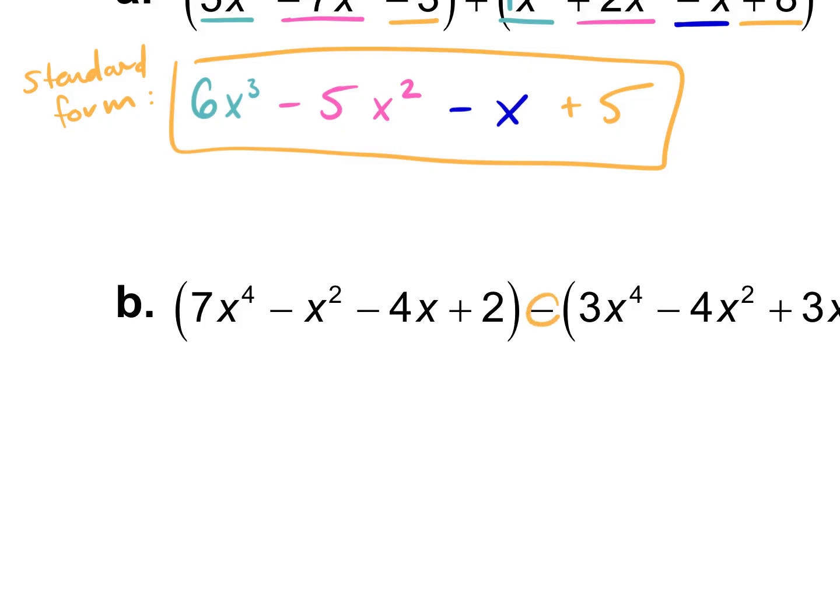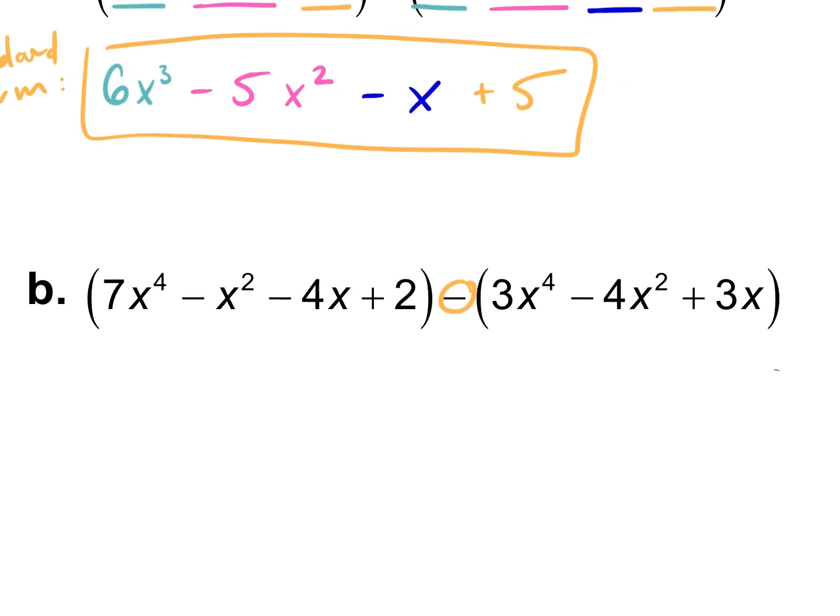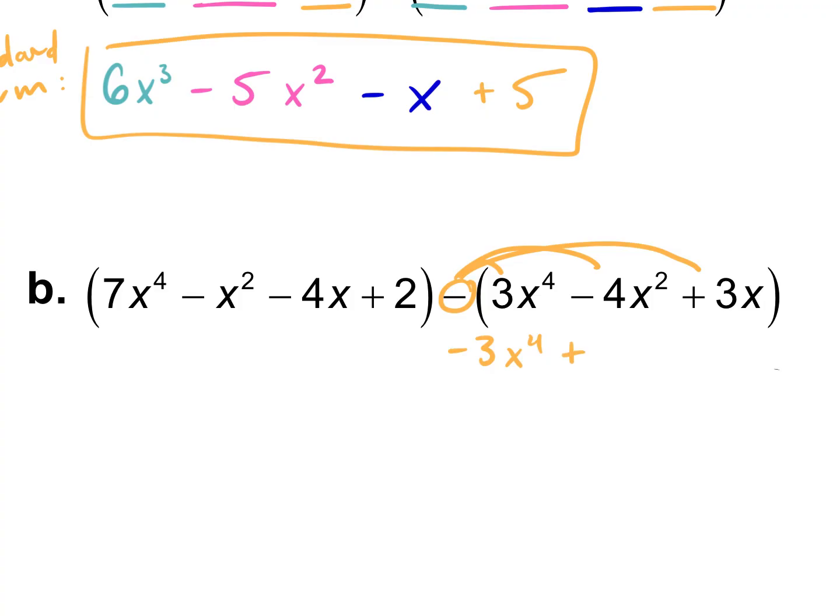Let's look at B. B, we're subtracting. Got to be careful when you're subtracting. That minus sign gets distributed to everything in the parentheses behind it. So this would be -3x to the 4th power. What happens when we are subtracting a negative number? What does it turn to? It turns into positive. So plus 4x squared and then minus 3x.